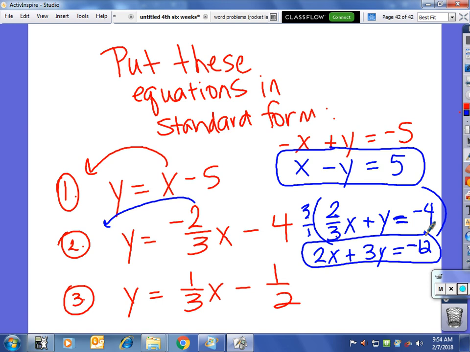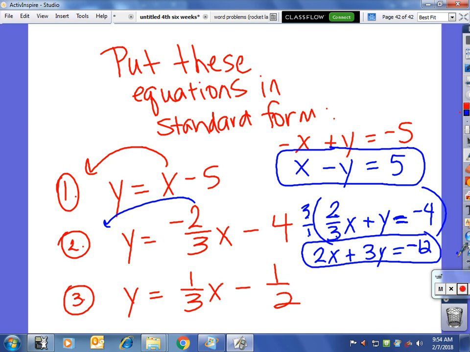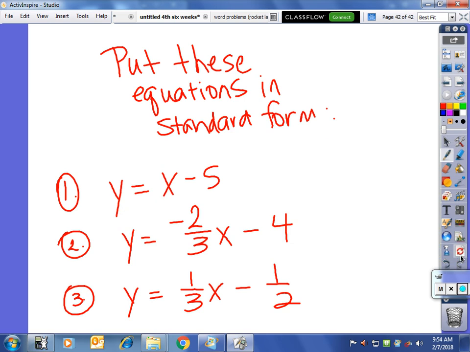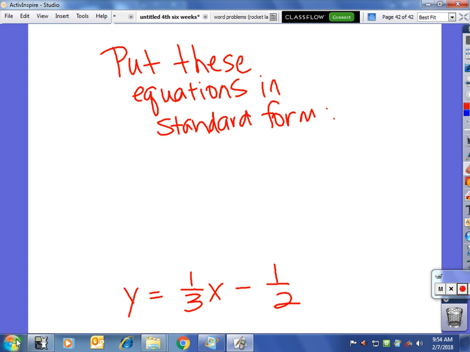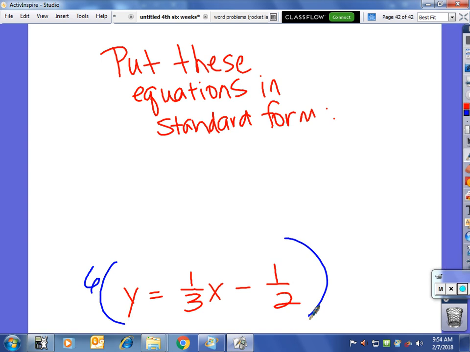Now look at number 3. What do we have to do on number 3? Yes, we got to multiply everything by, in this case, 6. Why 6? Because the common denominator, good, for 3 and 2 would be 6. So we have to get rid of fractions. Standard form cannot have fractions. So I'm going to multiply everything by 6. Do that if you haven't already. If you don't like to multiply whole numbers and fractions, then by all means use your calculator. Why would it be negative 6?